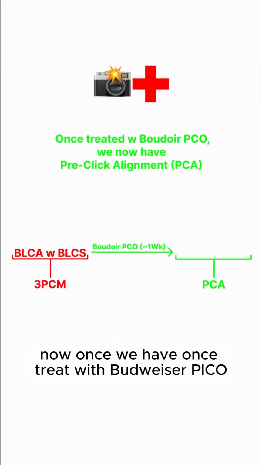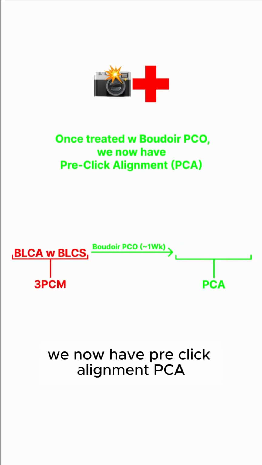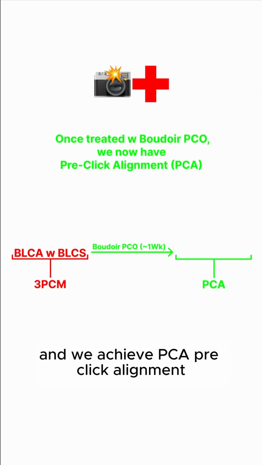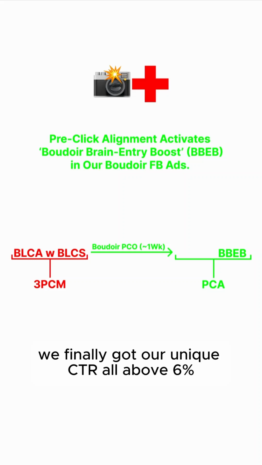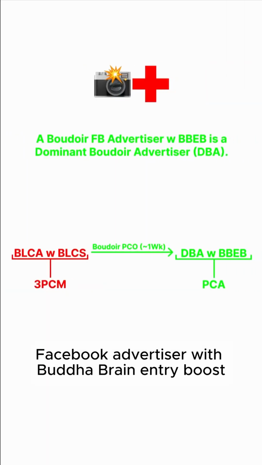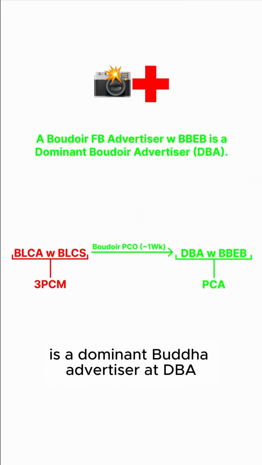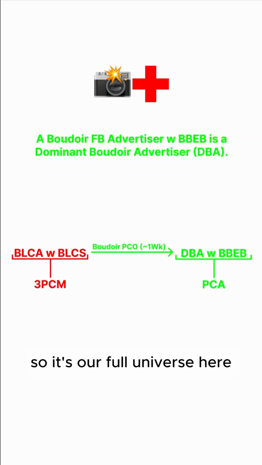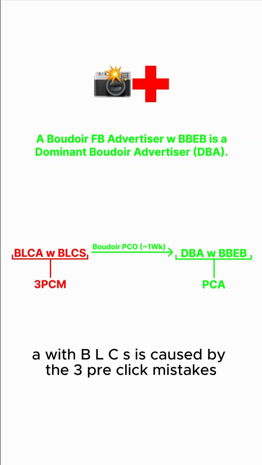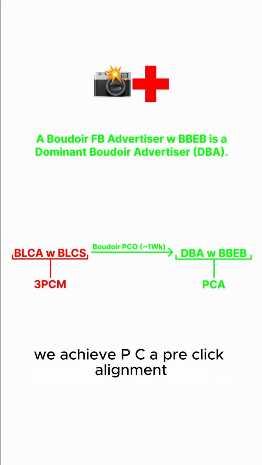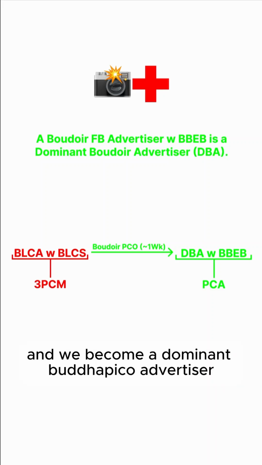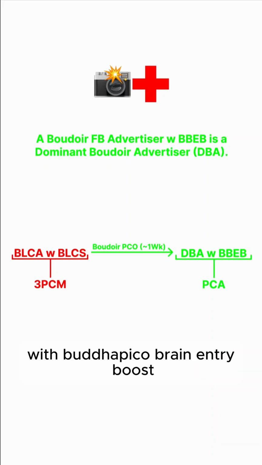Once treated with Boudoir Pico, we now have pre-click alignment, PCA. So we get rid of the 3 pre-click mistakes and we achieve PCA, pre-click alignment. And pre-click alignment activates Boudoir brain entry boost in our Boudoir Facebook ads. Basically, we've finally got our unique CTR above 6%. And a Boudoir Facebook advertiser with Boudoir brain entry boost is a dominant Boudoir advertiser, a DBA. So it's our full universe here: a BLCA with BLCS is caused by the 3 pre-click mistakes, treated with Boudoir Pico, takes about a week. We achieve PCA, pre-click alignment, and we become a dominant Boudoir advertiser with Boudoir brain entry boost.